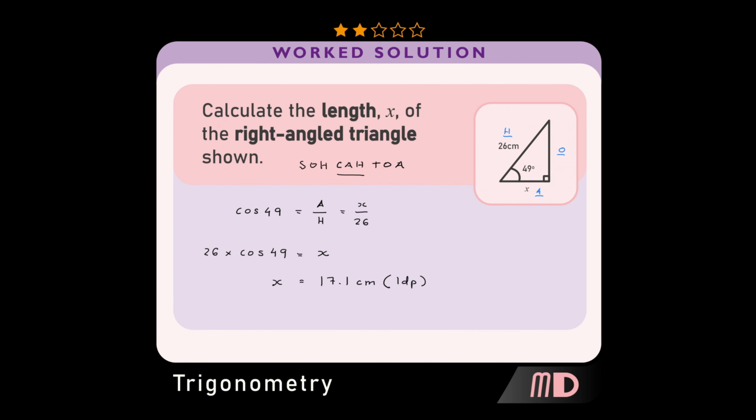As an extension to this question, what if we were asked to find the opposite side instead of x using the same triangle? Which trigonometric ratio would we need to use? So, the length of the side labelled x, and the answer to this question is 17.1 centimetres.